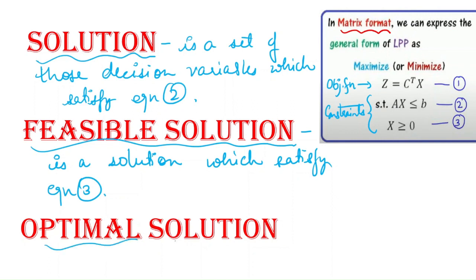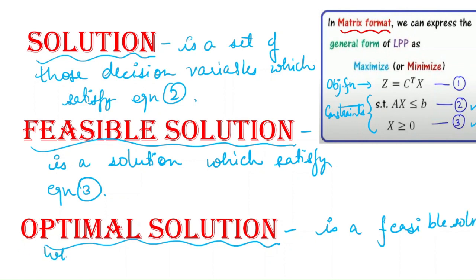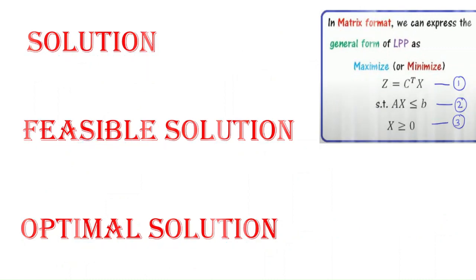Now lastly, what is an optimal solution? It's a feasible solution. That means those set of decision variables which satisfy equation number 2 and equation number 3, which satisfy our objective function, that means equation number 1. So that becomes the optimal solution. So let us consider certain questions.